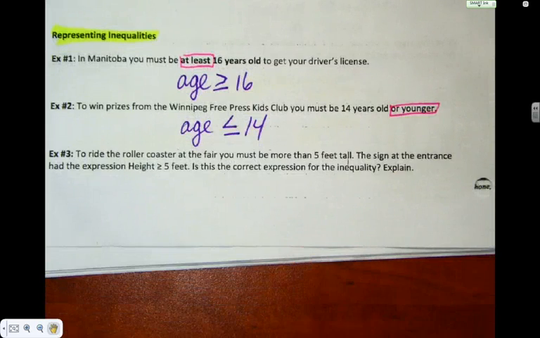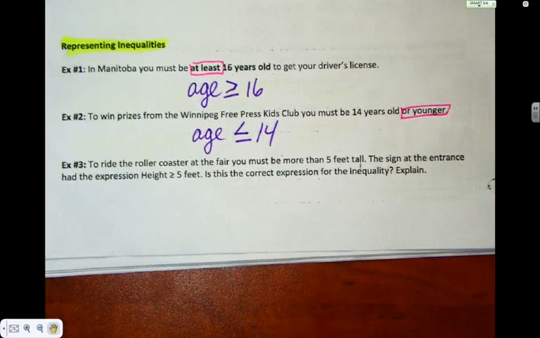To ride the roller coaster at the fair, you must be more than 5 feet tall. The sign at the entrance had the expression height greater than or equal to 5 feet. Is this a correct expression for the inequality? Explain. Turn and talk. So just turn to someone sitting around you. Is this the correct expression?